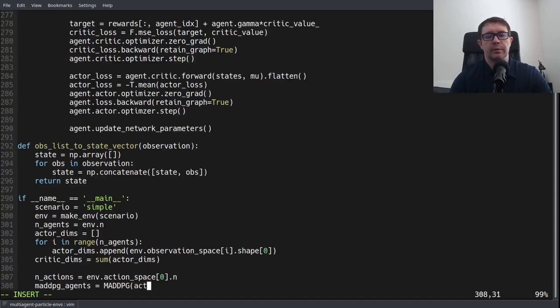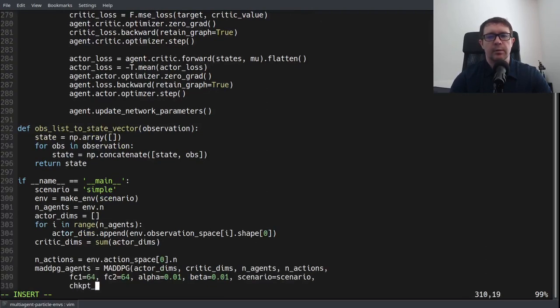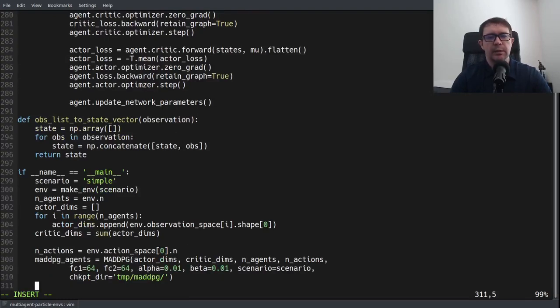Let's go ahead and make our main set of actors: actor dims, critic dims, number of agents, and number of actions. Here I actually passed in a value of 0.05. Interesting. Let's just do 0.01. I was playing around with some hyperparameter tuning. Scenario equals scenario, and checkpoint dir equals tmp slash MADDPG slash. I might regret that. I'll have to do some makedirs on this. That'll probably break. Memory equals multi-agent replay buffer, a million, then 3, 1, 2, 3.